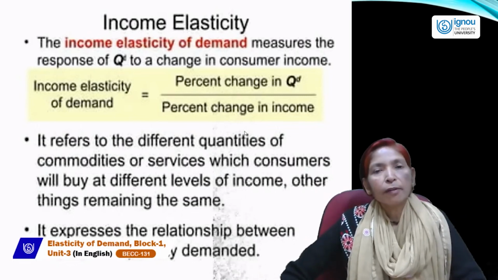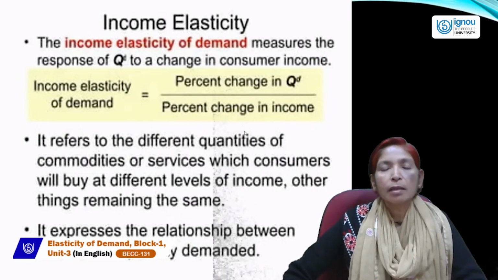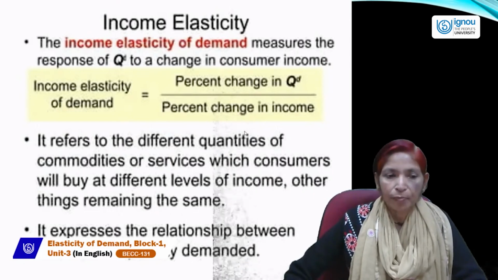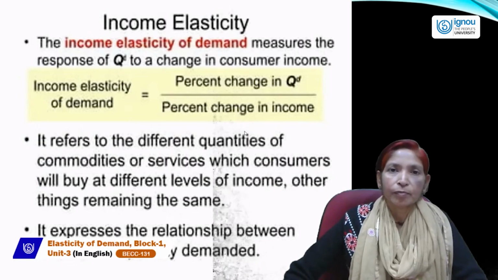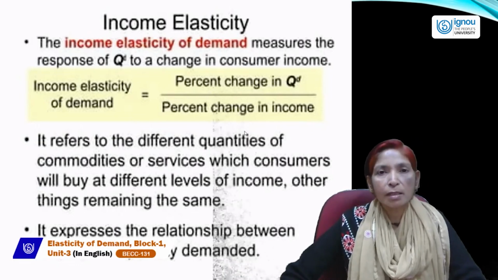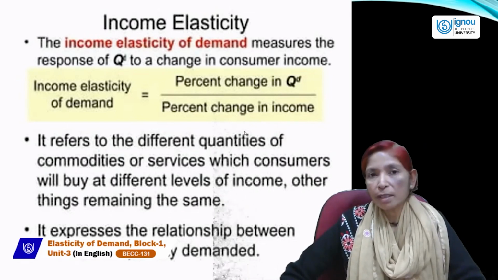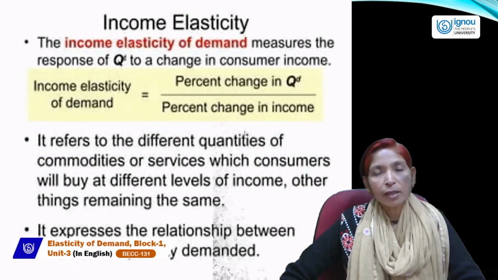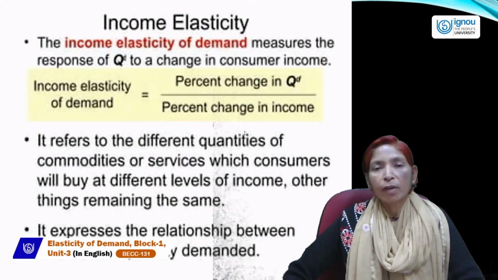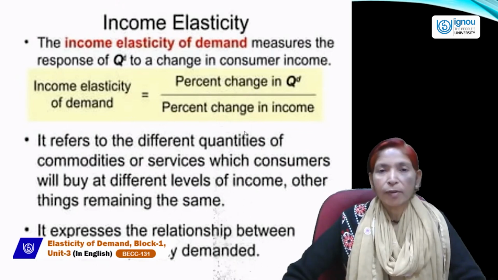It refers to the different quantities of commodities or services which consumers will buy at different levels of income, other things remaining constant. It expresses the relationship between income and quantity demanded. We know that there are three types of commodities which are affected by the level of income. These three types are normal goods, inferior goods, and luxuries or necessities goods. We can classify the categories of goods into three main categories.